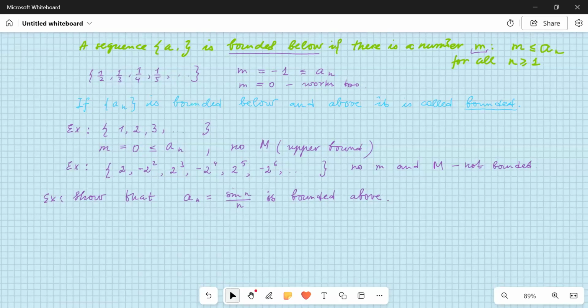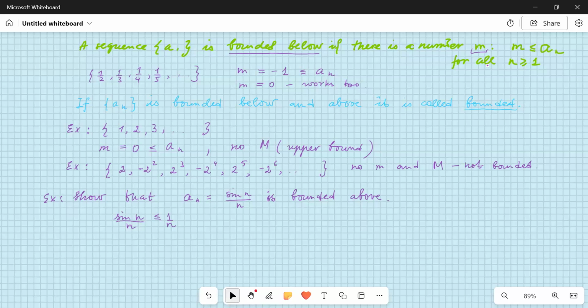Let's try. To show that it's bounded above, we'll need to find a number which is greater than all terms of this sequence. We're going to look at this sequence and see that for sine of n, we know that it's less than or equal to 1, just by the nature of sine, right? It's always less than or equal to 1 because sine cannot be greater than 1. So if I divide by n on both sides, I'm going to get that all terms of this sequence are less than or equal to 1 over n. They can have a different sign and they're not going to be equal to 1 over n.